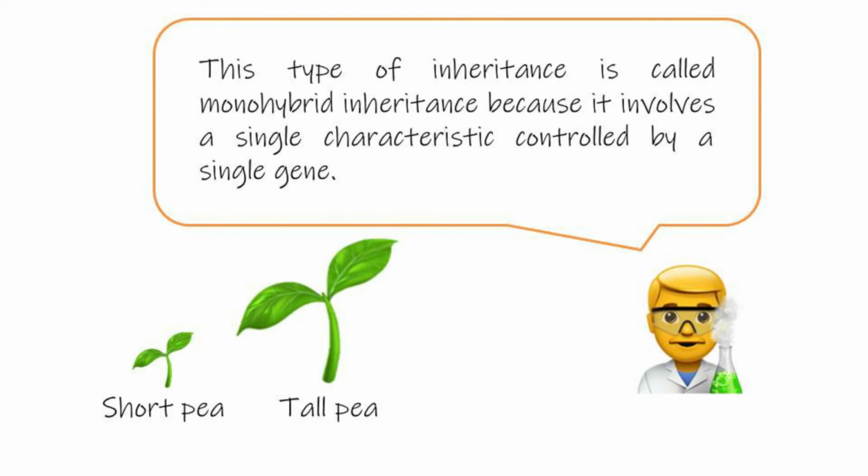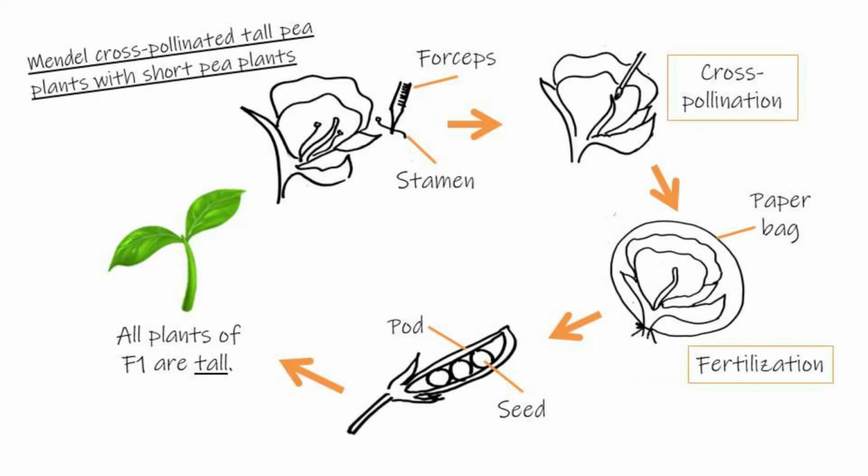Mendel dusted the pollen grains of purebred tall pea plants onto the stigma of purebred short plants, and vice versa. In both cases, he found that all plants in the new generation were tall. The first generation produced from this kind of breeding is called the first filial generation, or F1 generation, where the word F stands for filial, which relates to the word family.